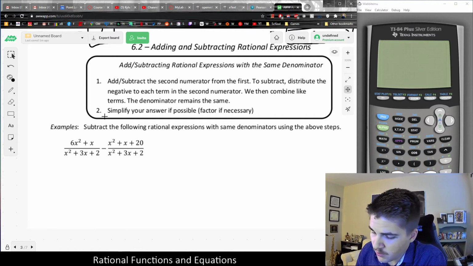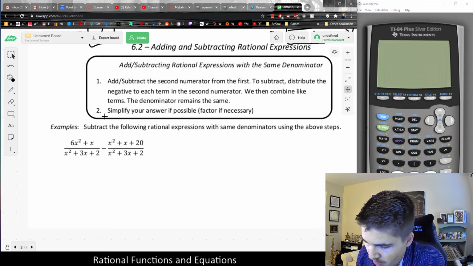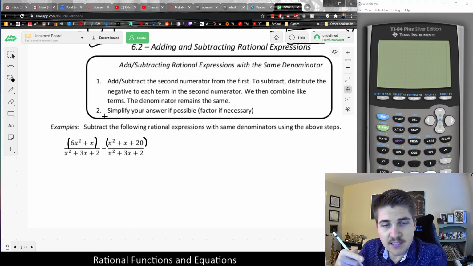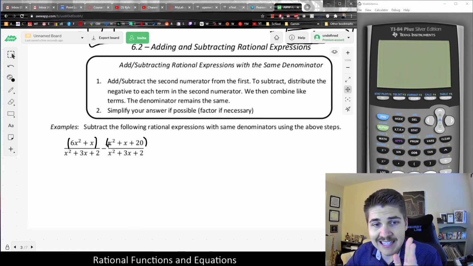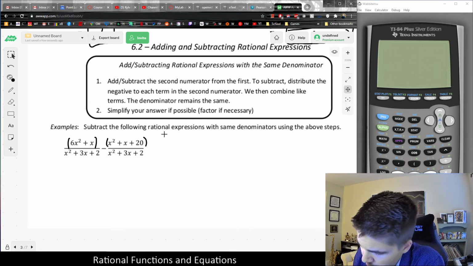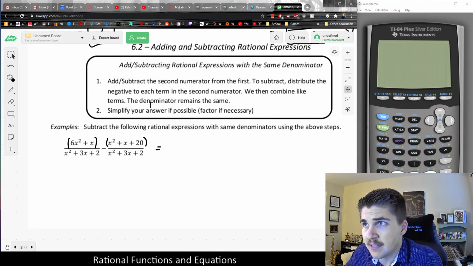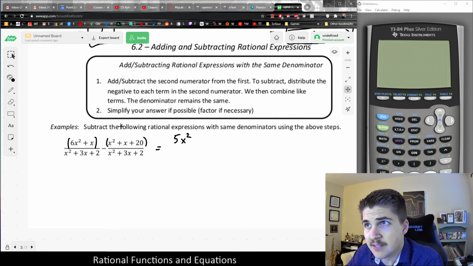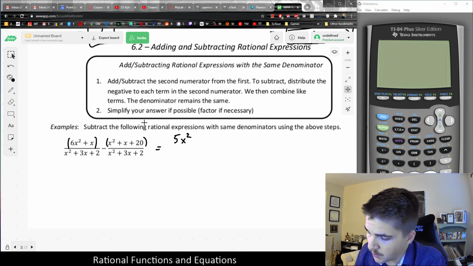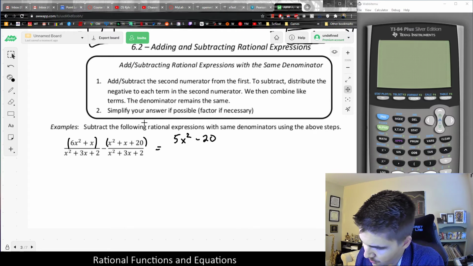I want to take the first numerator and subtract the second numerator. Since subtraction means the entire thing is being subtracted, there's an implied parentheses around the second component. I could think about this as 6x squared plus x minus the whole entirety of x squared plus x plus 20. The distributive property will apply into the numerator, and each of those will become a negative. So 6x squared minus x squared is 5x squared. The x minus x cancels, and then 0 minus 20 is minus 20 on top, all over the original denominator, x squared plus 3x plus 2.